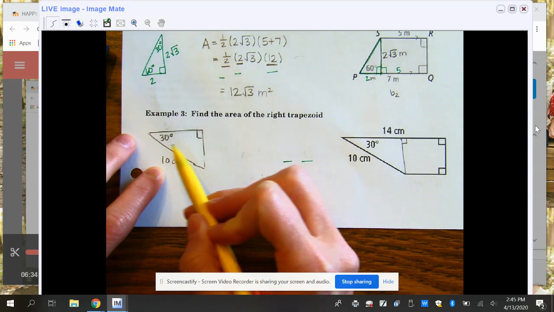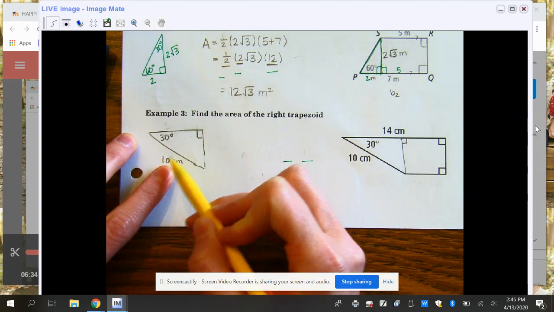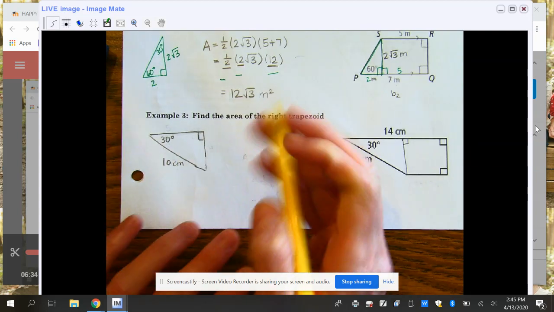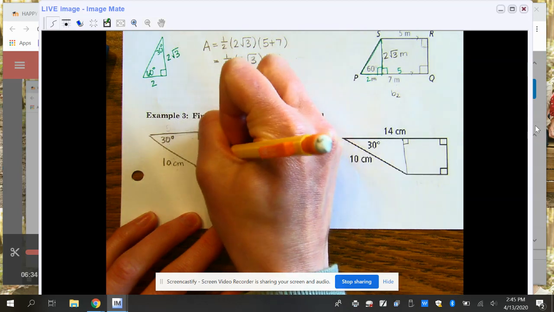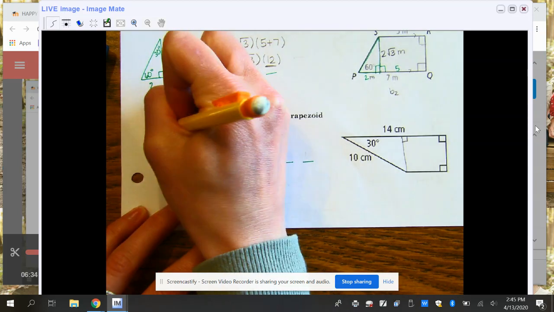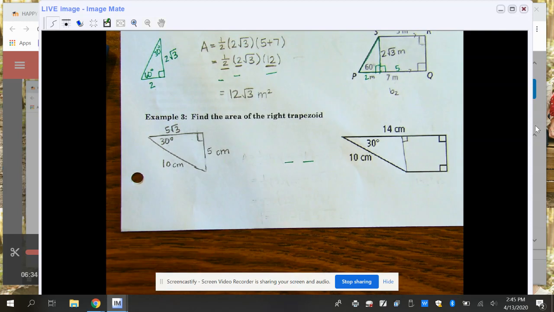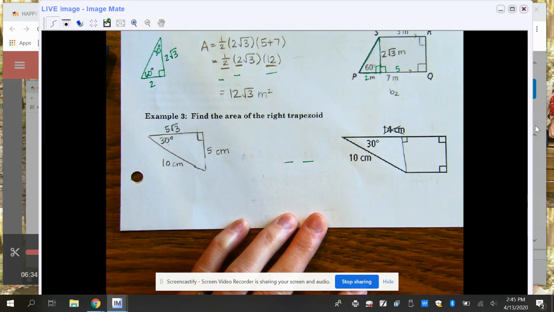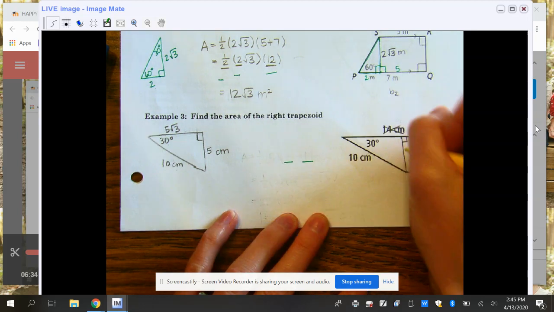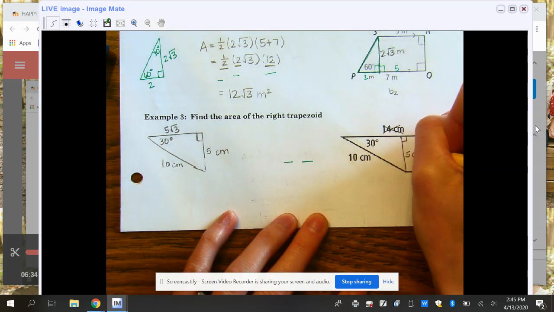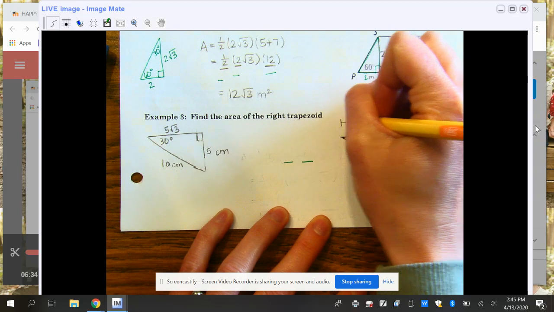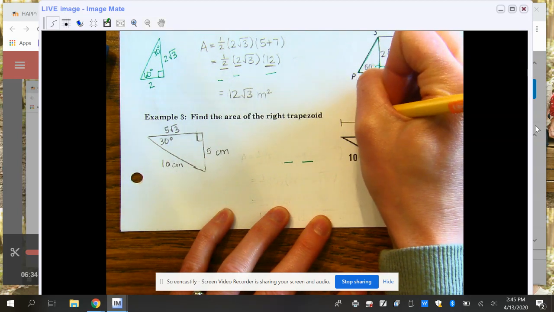So in this problem, this was my 30-degree angle. I was given the hypotenuse. So that means that this is going to be the short leg. So that's always half of the hypotenuse. And that means that this side is going to be 5 radical 3. And so when I go to label this, I'm going to almost cross off that 14 for a second. So I know that my height is 5 centimeters. I know that this side now from here to here is 5 radical 3.